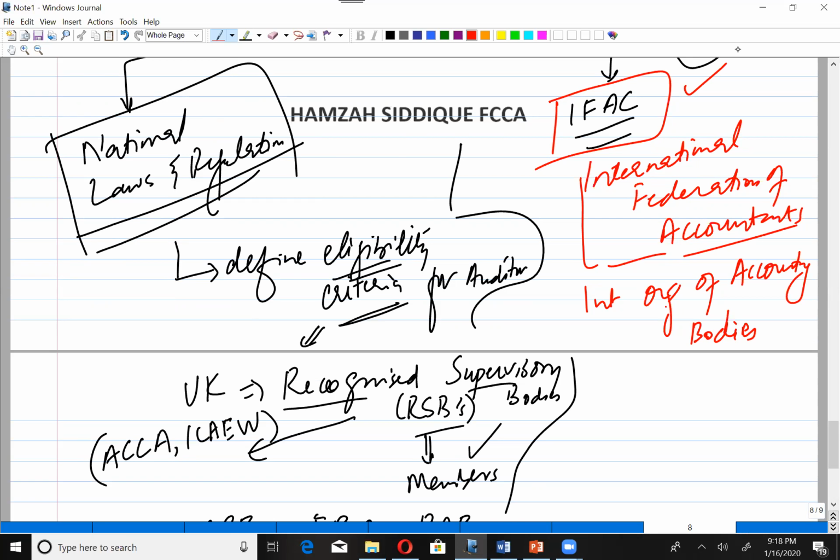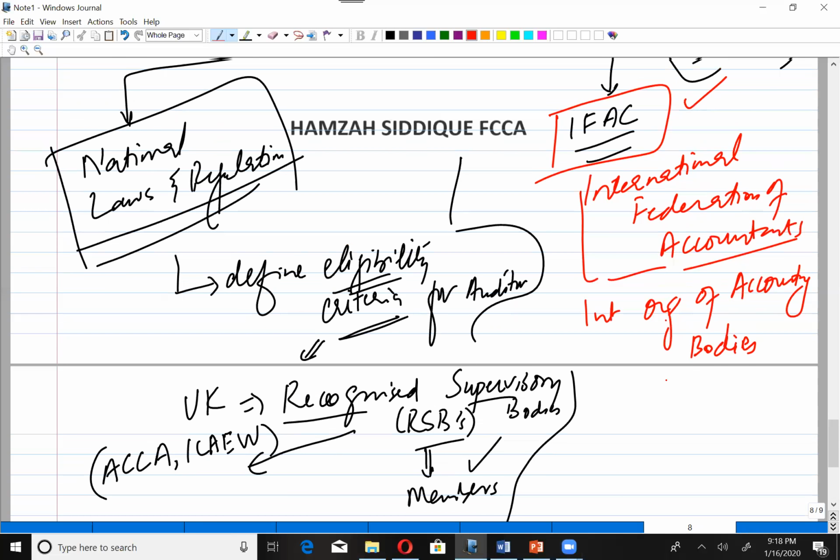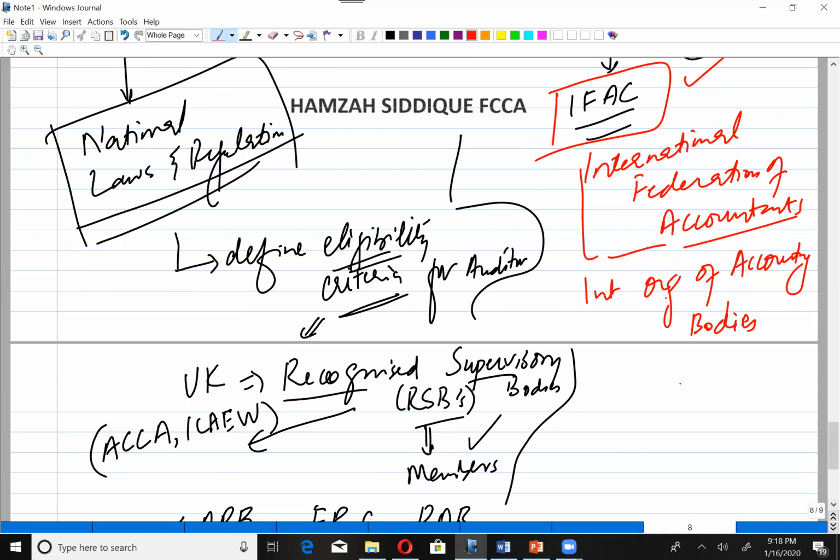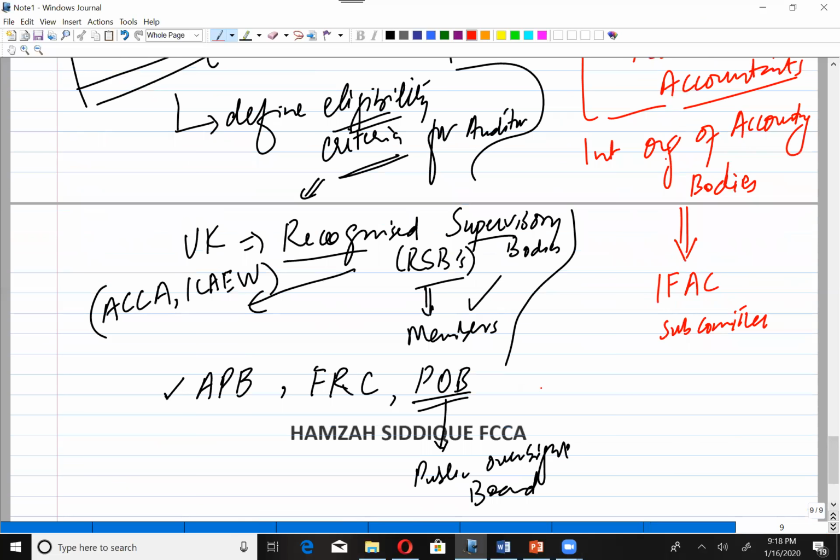Next. So what does IFAC do? IFAC has multiple subcommittees which monitor, control and provide guidelines to the auditors and the accountants in the world. Yes, there are multiple, but in P7, there are two subcommittees relevant to us.